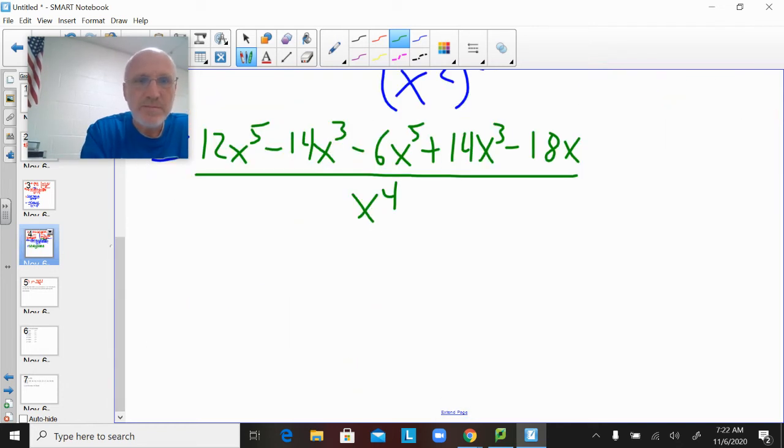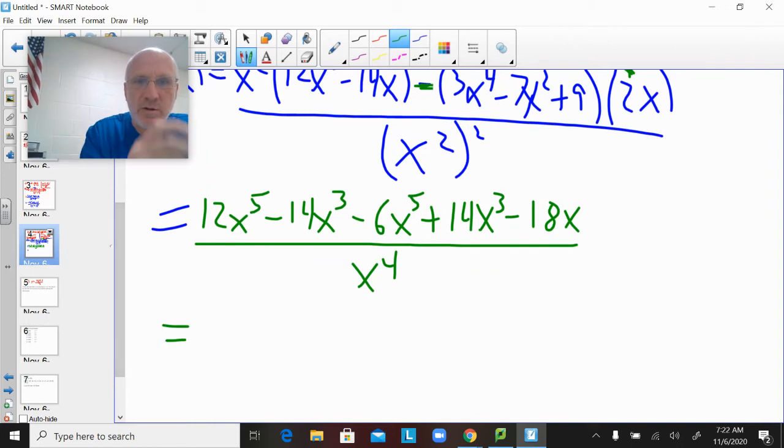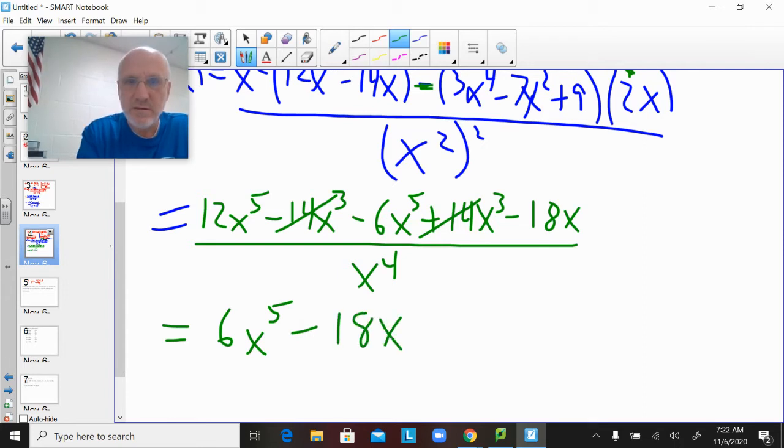Let's keep going. I could combine like terms. I think 12x to the fifth minus 6x to the fifth is 6x to the fifth. Ooh, I have minus 14x to the third plus 14x to the third. They agree to go away. That's kind of nice. And then what? Just minus 18x over x to the fourth.